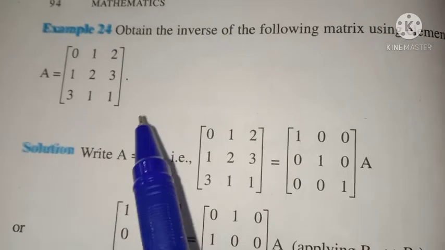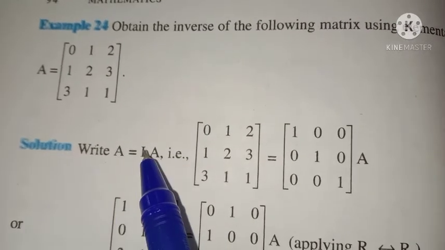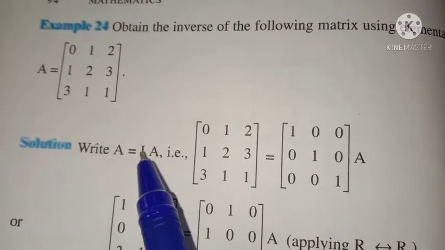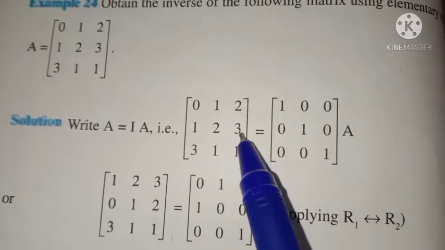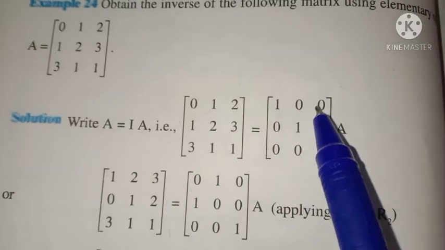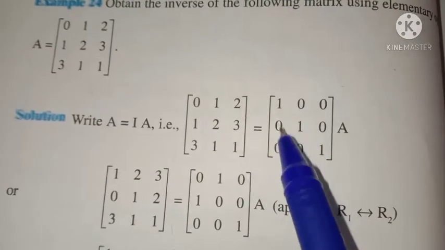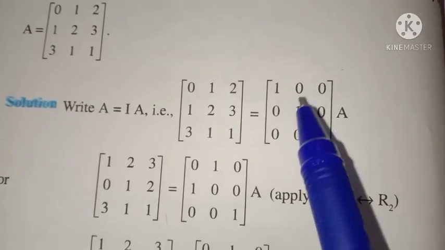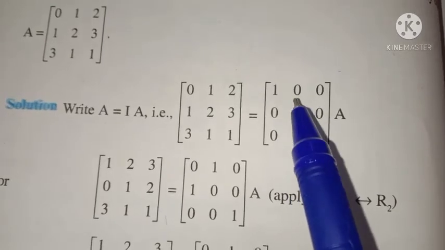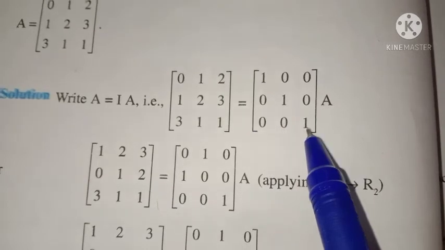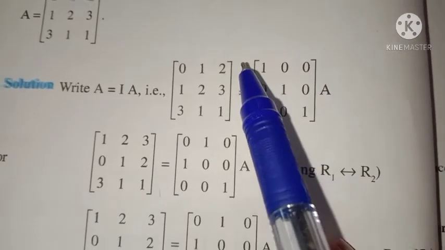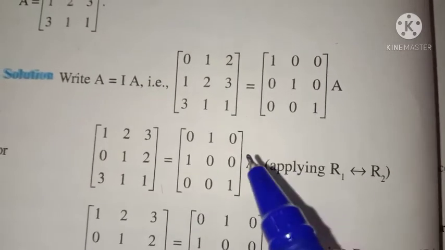Okay, so let's start with A is equal to identity matrix times A. So replace A with 0, 1, 2, 1, 2, 3, 3, 1, 1. The identity matrix is a 3 by 3 matrix. Therefore, the identity matrix is 1, 0, 0, 0, 1, 0, 0, 0, 1 times A. See here I am doing row operations.